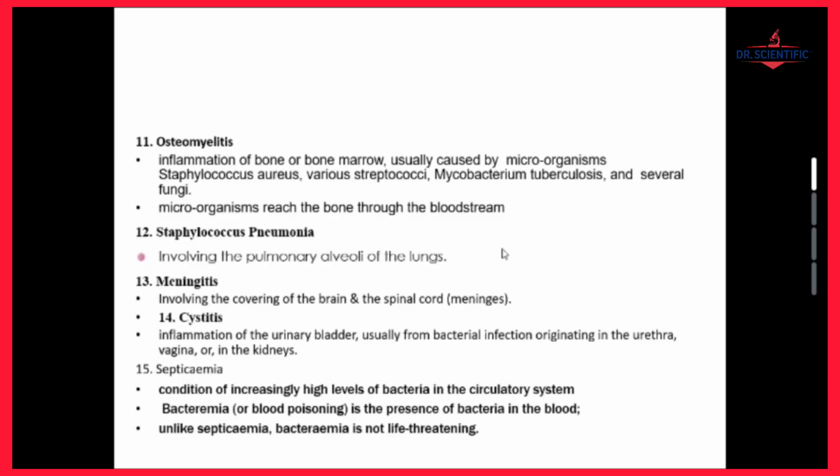It can also cause cystitis. This is inflammation of the urinary bladder. It can cause infection of the urinary tract system, UTI, usually from a bacterial infection originating in the urethra, the vagina, or the kidneys. So either of these organs, urethra, vagina, or kidneys, can be the origin of bacteria moving to the urinary bladder and causing inflammation, hence cystitis.